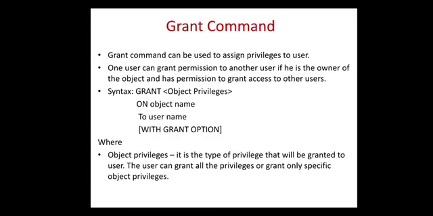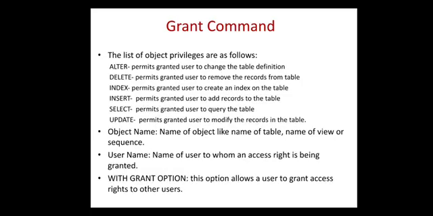Grant is the name of the command. Object privileges means a list of object privileges. It is the type of privilege that will be granted to the user. The user can grant all the privileges or grant only specific object privileges. Here we can grant all the privileges, means with the word all we can give all privileges, or you can give specific privileges which the user wants to give.